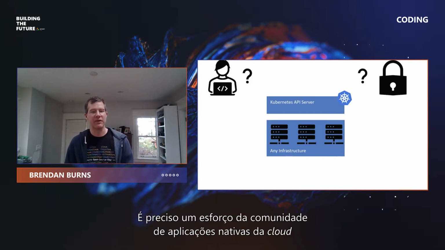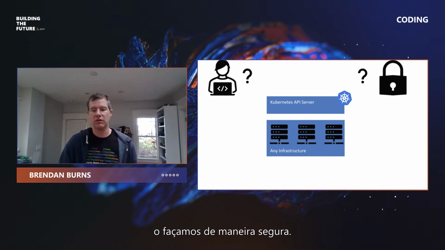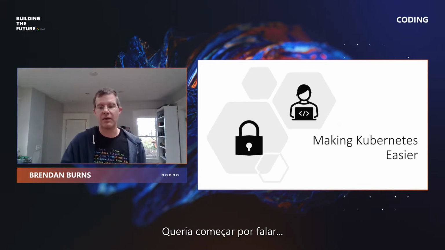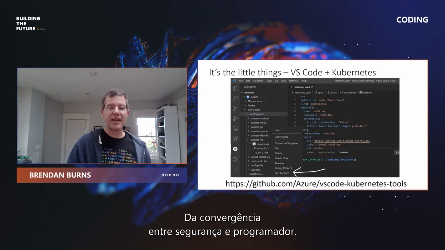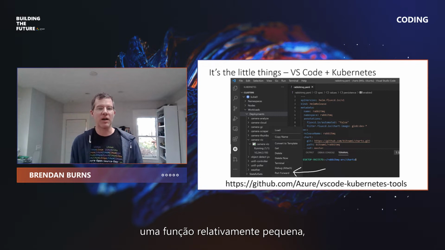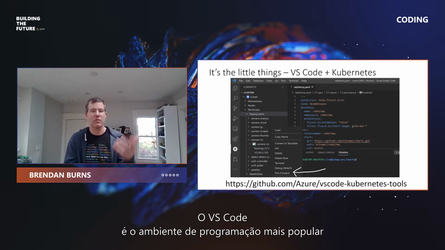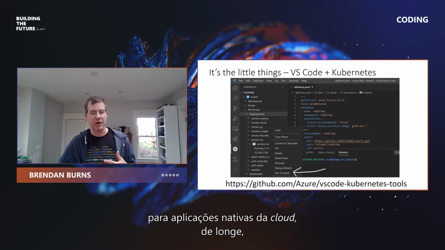I think there's a lot of effort that needs to go into the cloud native community to make sure that even as we share and come together as a community, we're doing it in a secure way. I'm going to start out by talking about that intersection of security and developer. It seems maybe a little bit of an odd thing to start with a relatively small feature. This is the Kubernetes extension that we've built for VS Code. VS Code is literally the most popular development environment for cloud native development by a large margin.